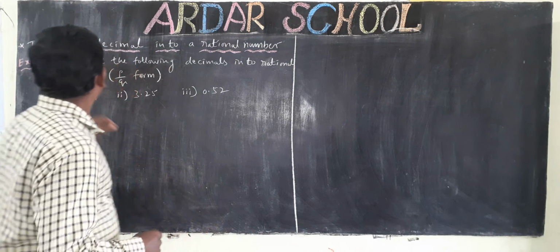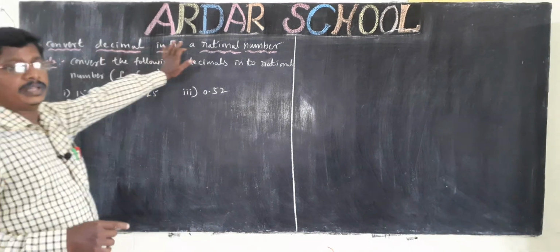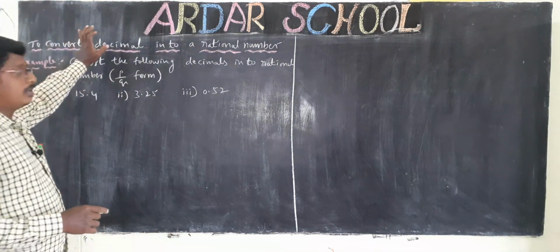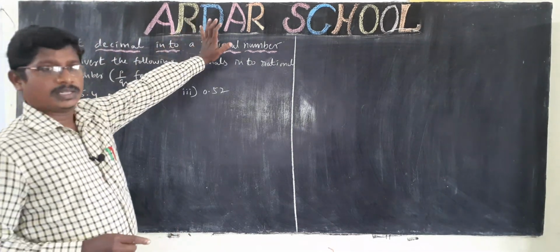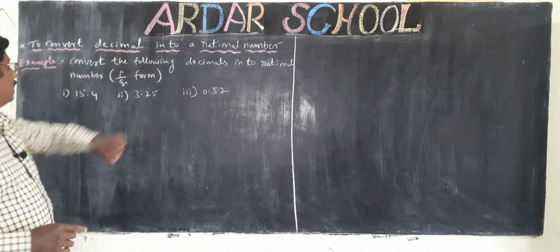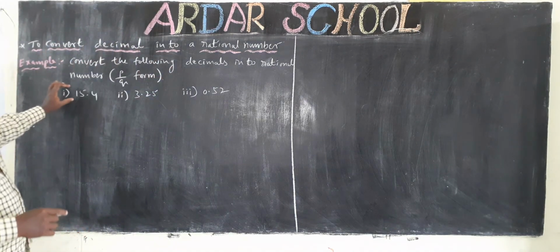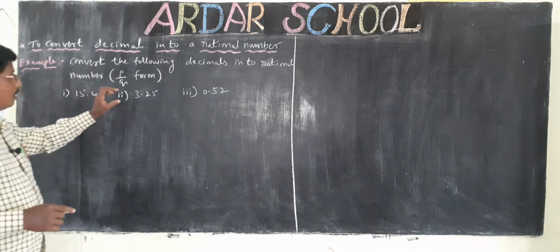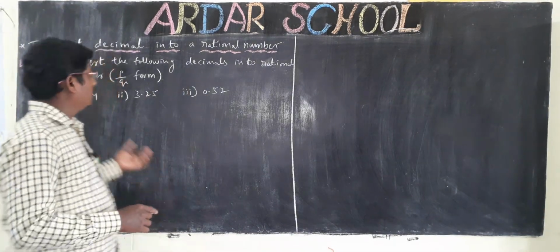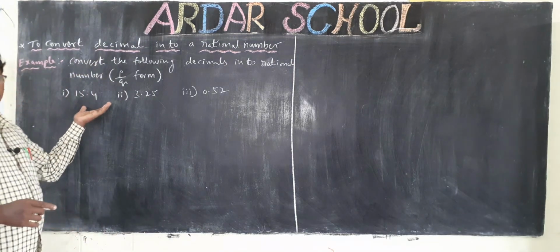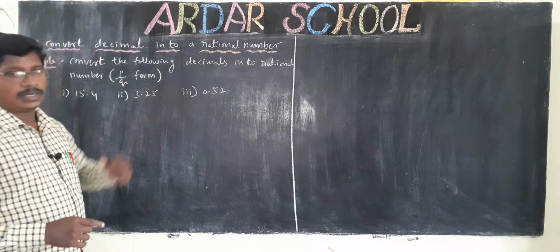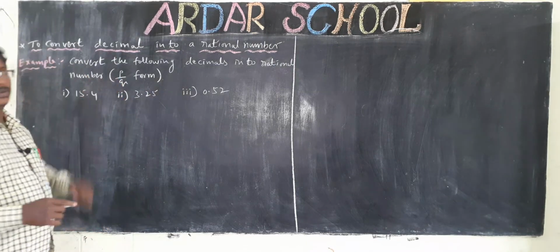In this class, I will discuss how to convert decimals into a rational number. For example, convert the following decimals into a rational number: the first one is 15.4, the second one 3.25, and the third 0.52. These are terminating decimals. How do we convert these terminating decimals into rational form, that is, P by Q form?